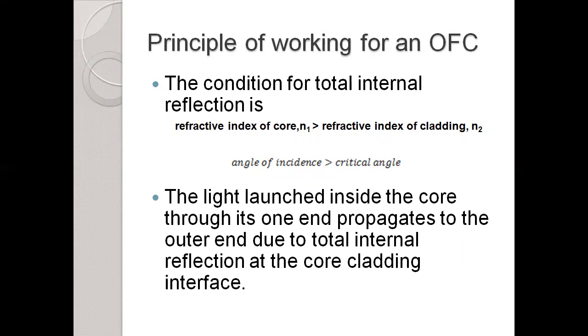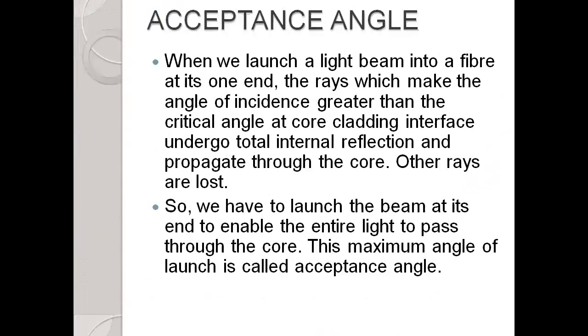If these two conditions are satisfied, then the signal will definitely get reflected back into the core medium and can be transmitted from one position to another very easily due to total internal reflection. So the light is launched inside the core through one end to the other end due to total internal reflection at the core cladding interface. To have this, light should be launched at such an angle that it can undergo total internal reflection inside the core material.